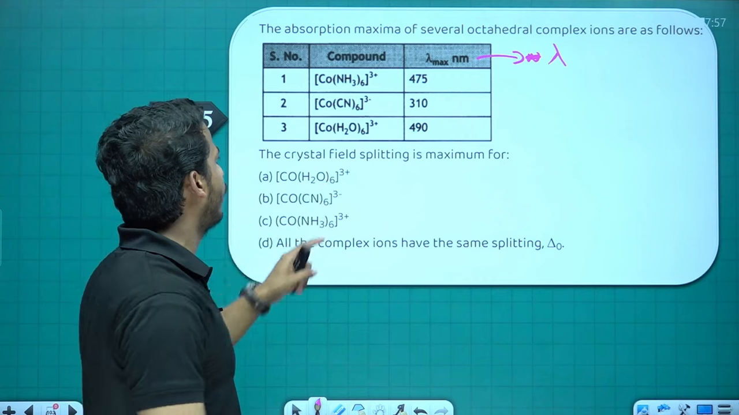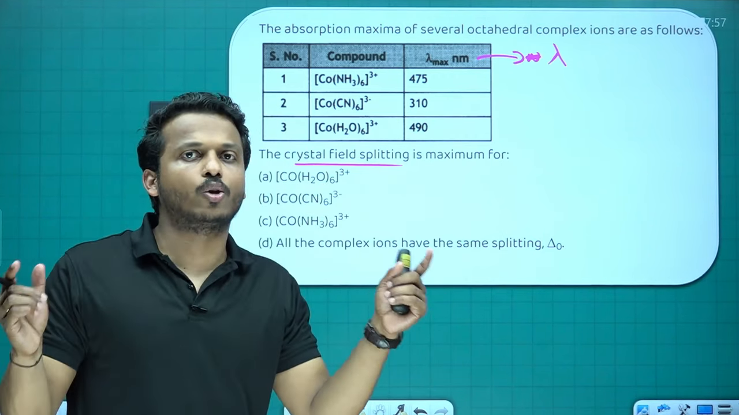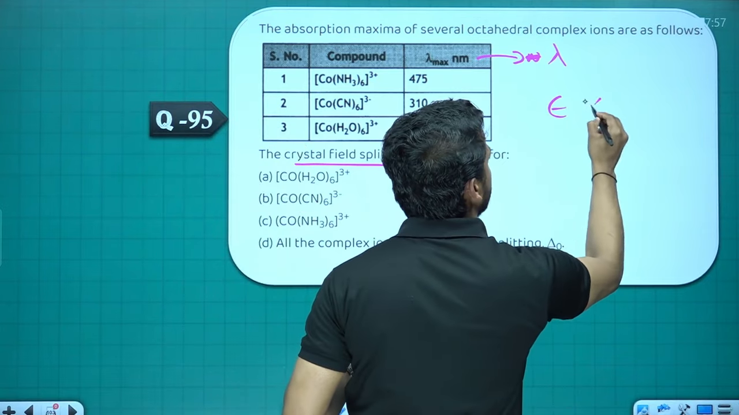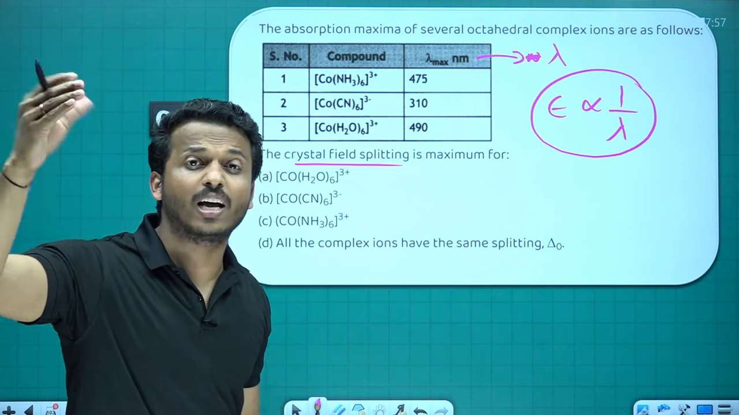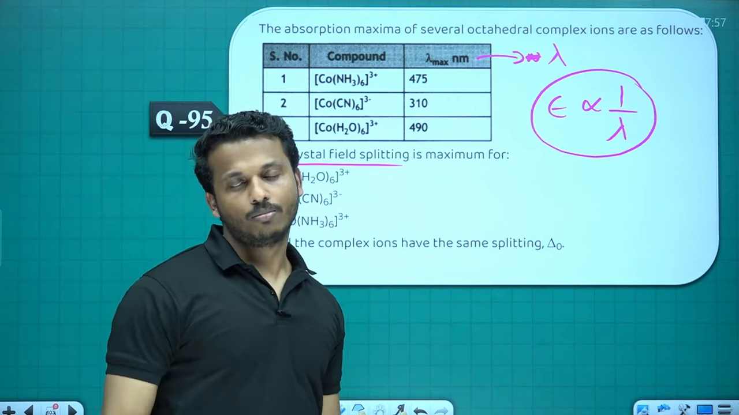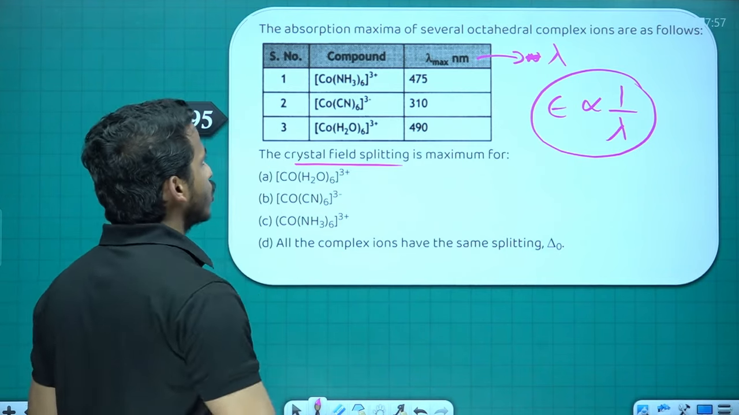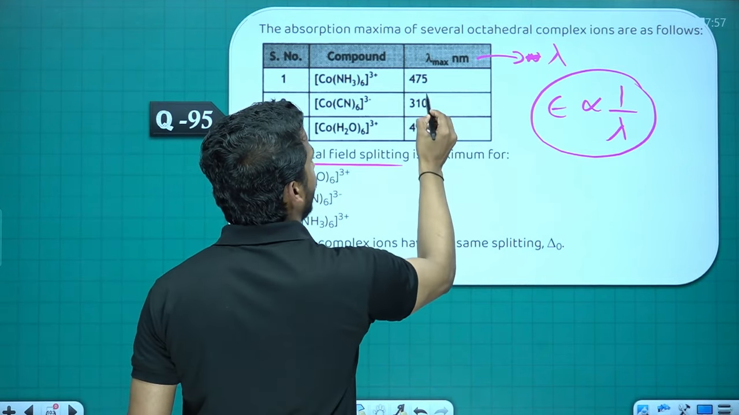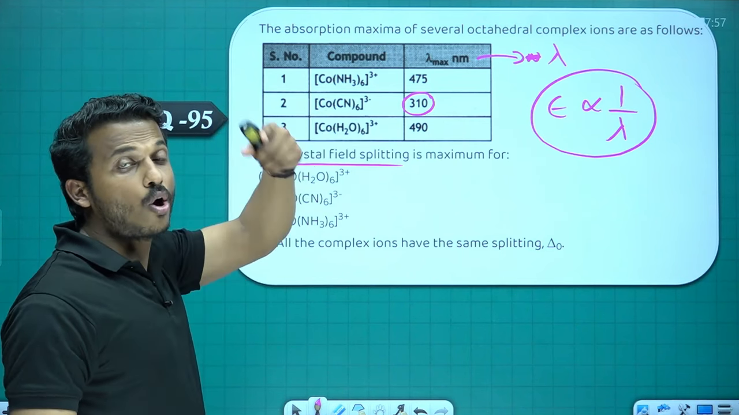Question: what is the crystal field splitting? You know how wavelength is related to energy? Energy is inversely proportional to wavelength. That means the higher the wavelength, the weaker the ligand. Similarly, the lower the wavelength, the stronger the ligand. So which one has the longest wavelength? This one. So the second one has the strongest ligand.